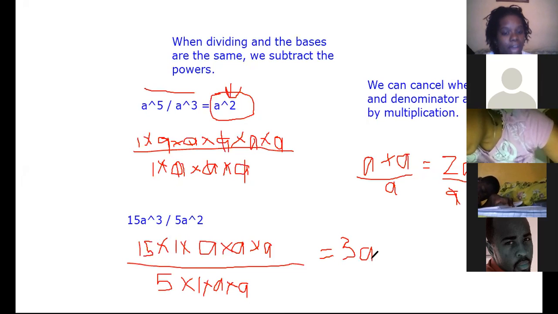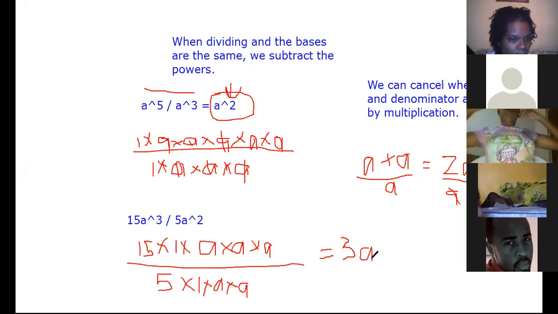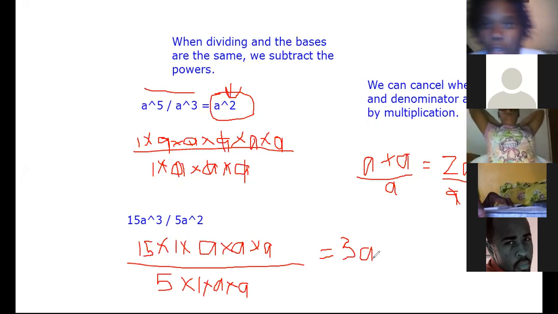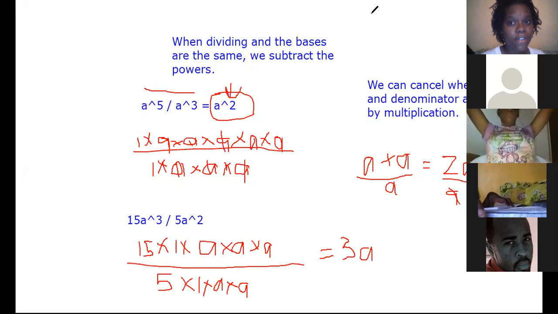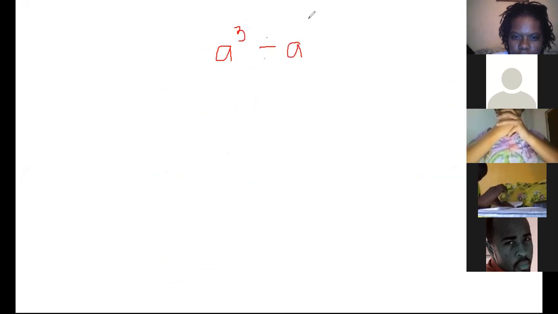And of course, just like multiplication, we can have different bases. What happens when the bases are different? Can we still subtract powers? No. All right, I'm just doing one more thing, then we move on to fractions. Let us say I have A to the third power divided by A to the fifth power.